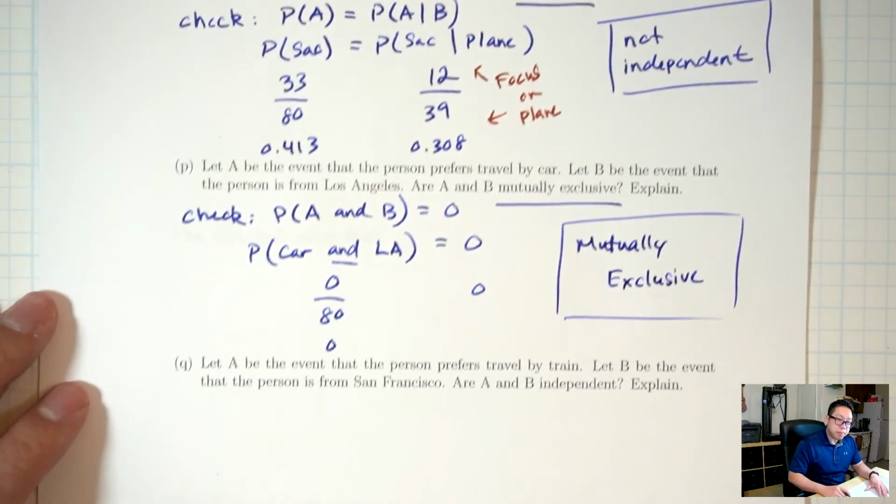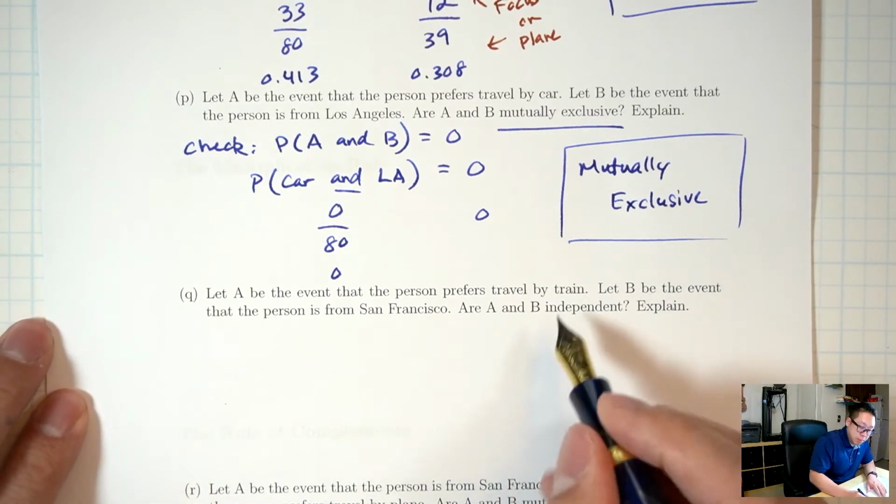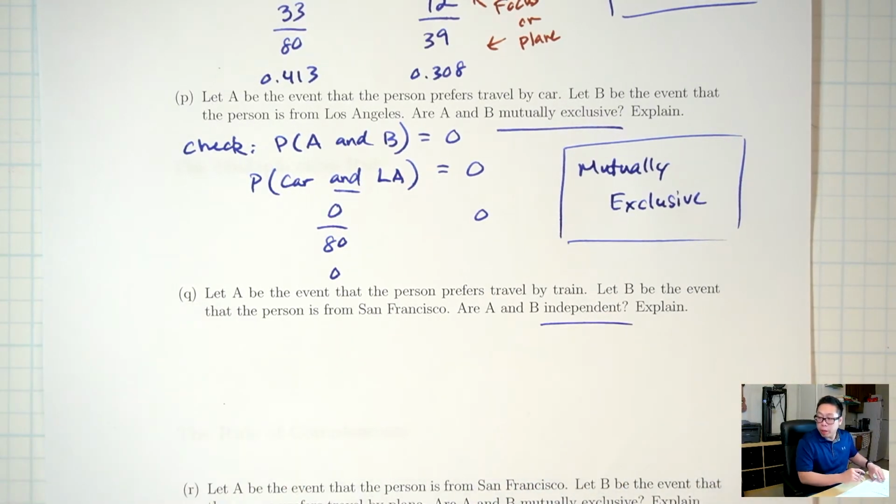Q. Let A be the event that the person prefers travel by train. Let B be the event that the person is from San Francisco. Are A and B independent? So which equation should I be checking?